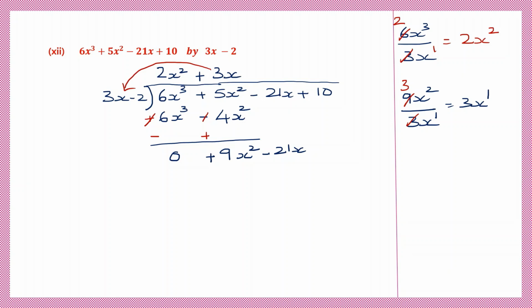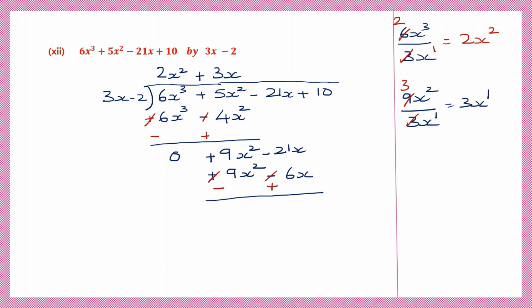Now let's multiply 3x into 3x. So 3 3s are 9. X into x is x square. Now multiply 3 into minus 2. So the sign will be minus. 3 2s are 6 and we have x. So let's subtract now. So the signs will change. This becomes minus and this becomes plus.